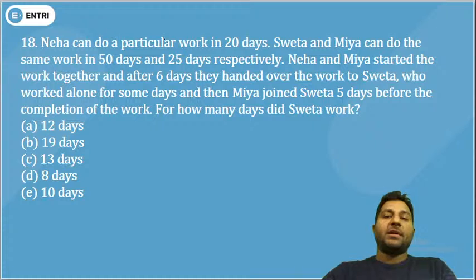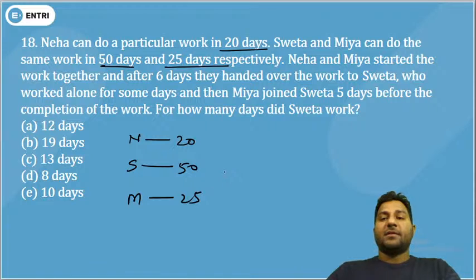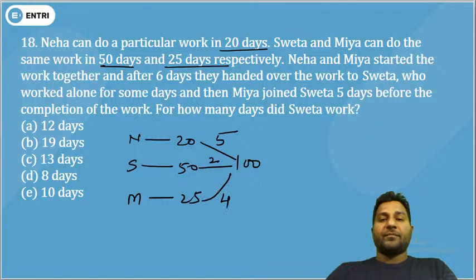Neha can do a particular work in 20 days. Sweta and Miya can do the same work in 50 and 25 days respectively. Neha 20, Sweta 50 and Miya 25 days. Let's find out the total work. Total work must have been 100. That means Neha's efficiency is 5, Sweta's efficiency is 2, Miya's efficiency is 4.